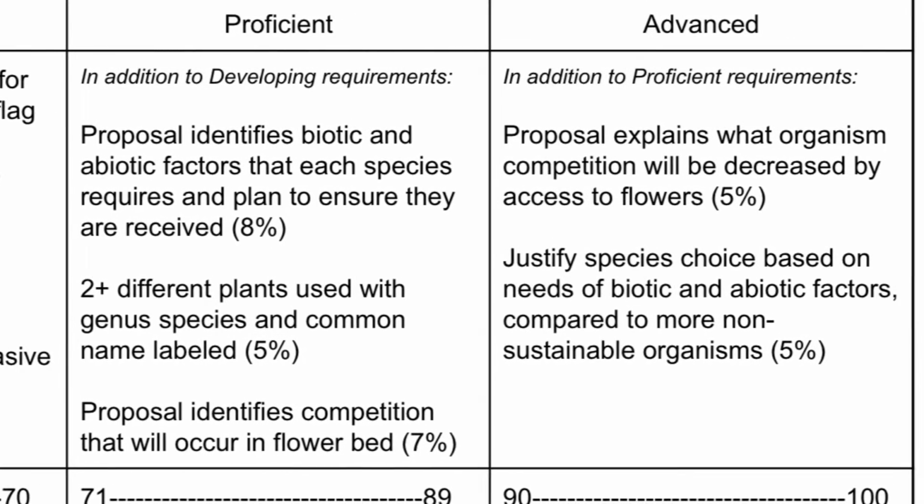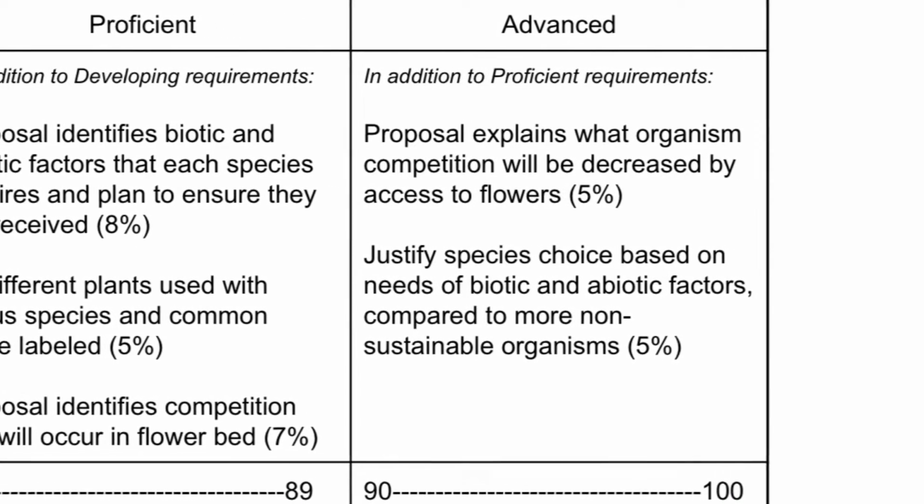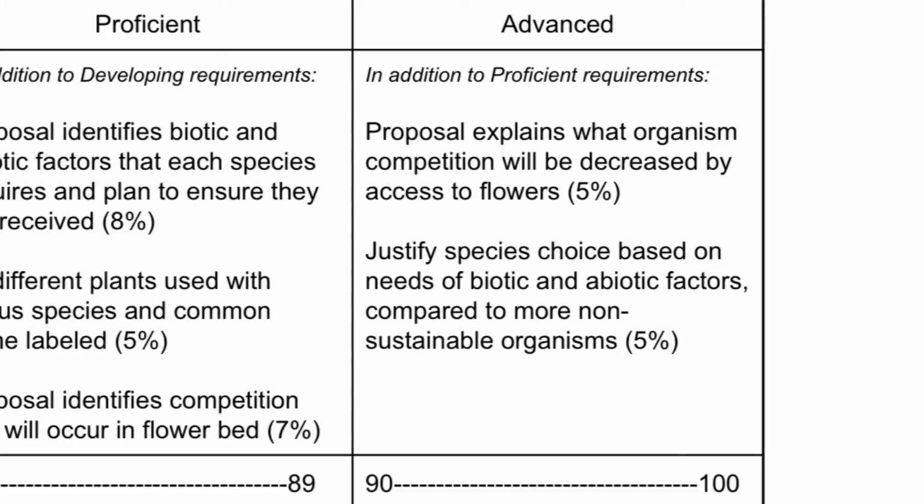Finally, in the advanced column, in addition to everything you did in proficient, your proposal will need to explain which organisms' competition in the local ecosystem will be decreased by having access to this flower bed. In other words, by increasing the amount of plants around here, what organism competition will we decrease? Specifically, what factors will be decreased within that competition?